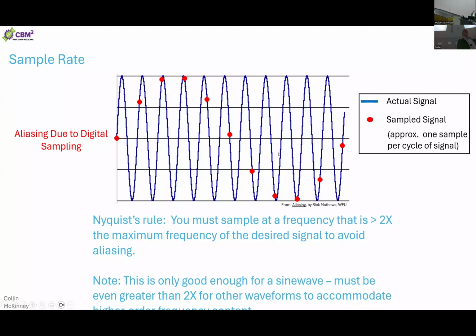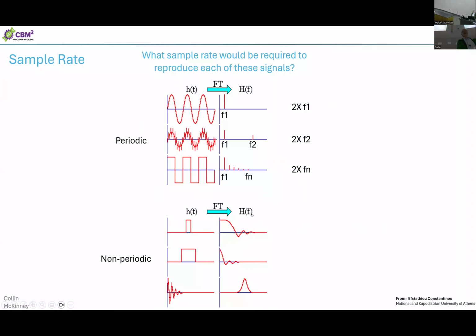There's something called the Nyquist theorem. You must sample at least 2 times the frequency of the signal you're trying to reproduce. Now that's only good for a sine wave. If you have a square wave, and remember when we did the Fourier transform of a square wave, we got not only the lowest frequency, but all this high frequency content, the more sine waves at high frequencies. You'll turn a square wave into a sine wave if you don't sample it fast enough, is really what's going on here. And here's an example of that.